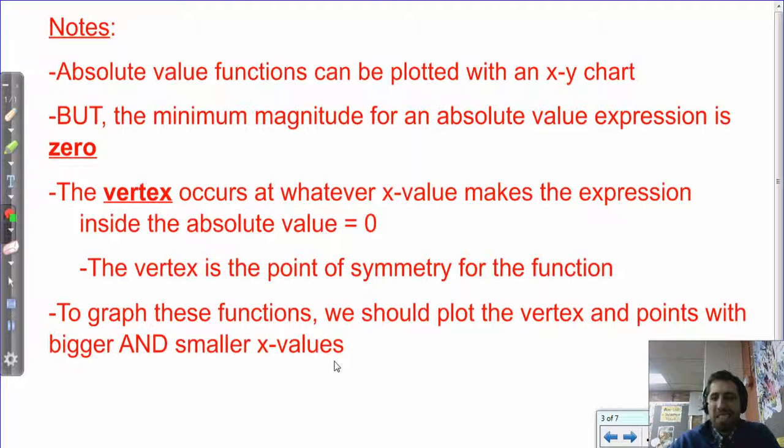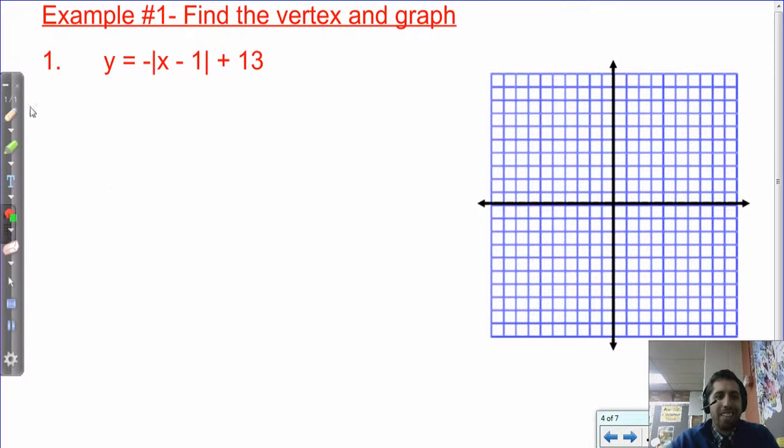And what do we need to know the vertex for? It's going to make it easy to graph. We want to know where that point is so we can extend rays in both directions, like you saw in that first example problem I showed you. So to graph these functions, we should plot the vertex and then points with bigger and smaller x values. So we want to find points on either side so we can extend both rays from the vertex that go in different directions.